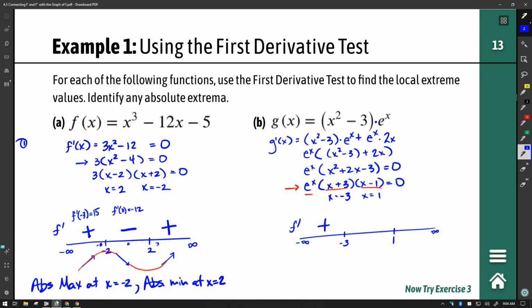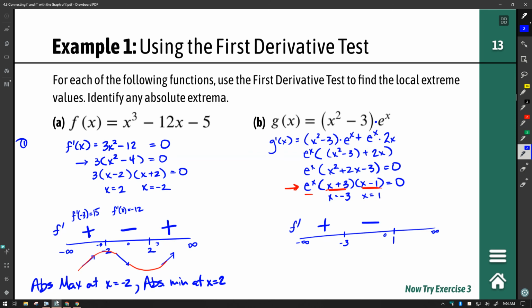Let's go to the second interval from negative 3 to 1. Choose a test value. I'm going to choose 0. If 0 goes into the same line of g prime, e to the 0 is 1, so that's positive. 0 plus 3 is 3, that's positive. 0 minus 1 is negative 1, that's negative. So we have a positive number times a positive number times a negative number. That makes g prime negative.